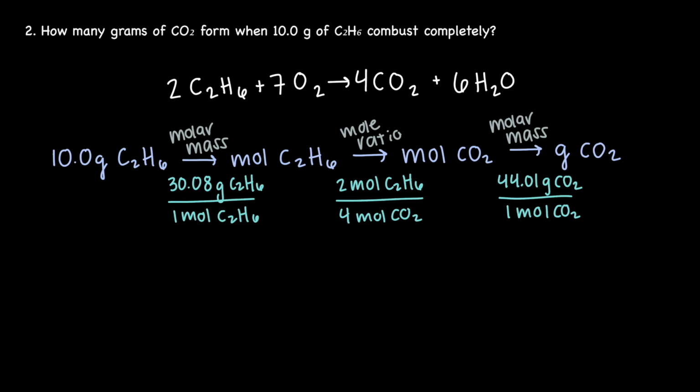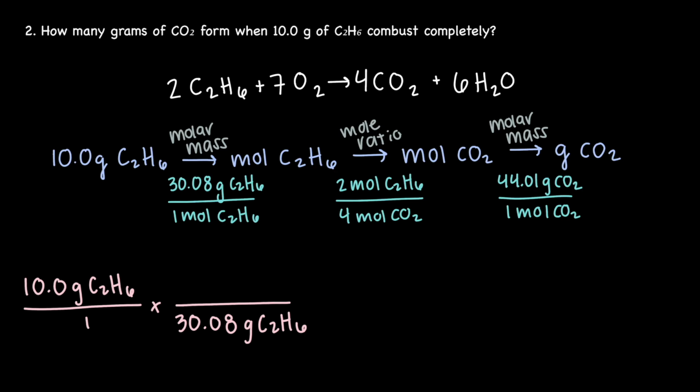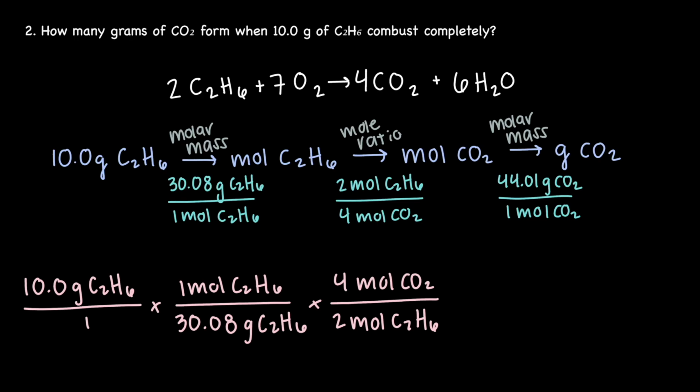We start with the given value, 10.0 grams of C₂H₆ over 1. In the next fraction, we put 30.08 grams of C₂H₆ on the bottom and 1 mole of C₂H₆ on the top. In the next fraction, we put 2 moles of C₂H₆ on the bottom and 4 moles of CO₂ on the top.